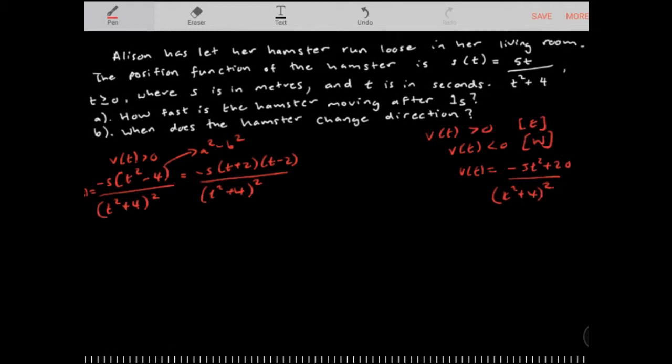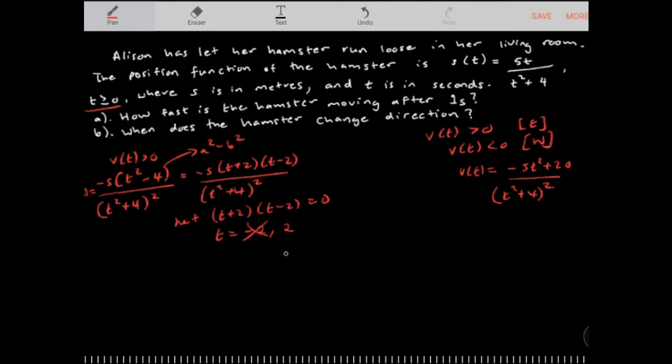Now, because the denominator is always going to be positive, we don't need to assess it. Our sign change is going to be based on the numerator specifically. We need to figure out values that would make the velocity 0. When the velocity is 0, the object is at rest. If you let t plus 2 times t minus 2 equal 0, the object will be at rest when t is equal to -2 or +2 seconds. However, time can't be negative. T has to be greater than or equal to 0, so t cannot be equal to -2.